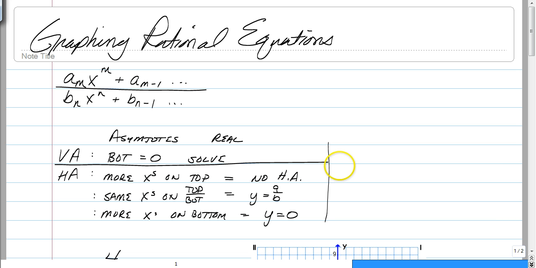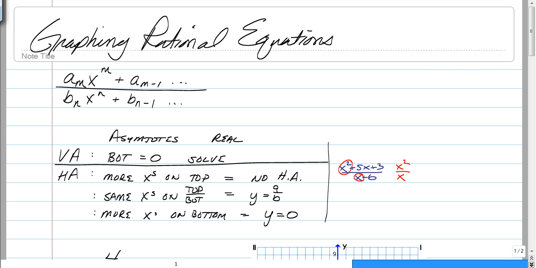So an example of that would be like x squared plus 5x plus 3 all over x plus 6. And when I say more x's, I mean the highest exponent. So we have an x and we have an x squared. So obviously x squared is bigger than x, so there's more x's on top. You have no horizontal asymptote.